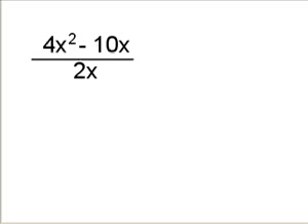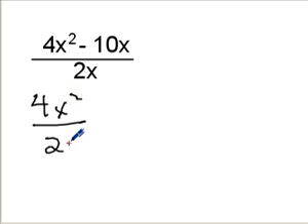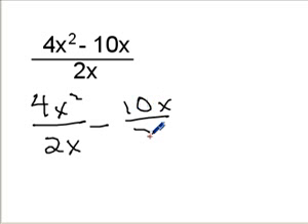And in this question we have exactly the same thing. We've got 4x squared minus 10x divided by 2x. First, let's break it apart into its pieces, which would be 4x squared divided by 2x minus 10x divided by 2x. These two are equivalent.